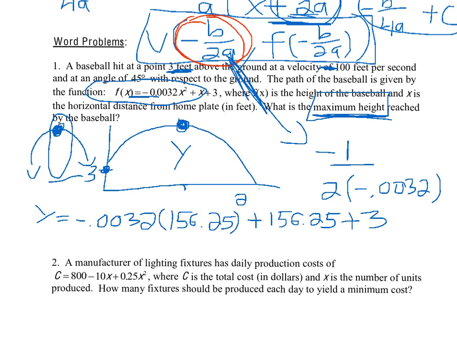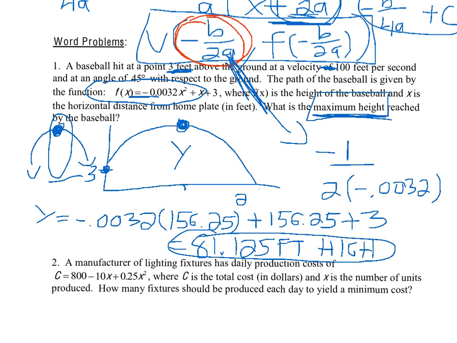And then when you put this in, your calculator will spit back at you 81.125 feet, and that's the answer. That's the highest point of the arc that the baseball reaches. That's the maximum height. That's your answer to this problem. Okay, let's do the last one.